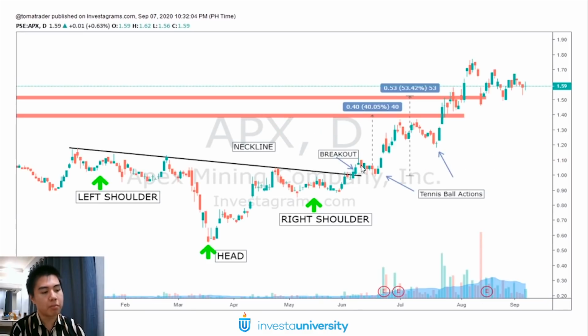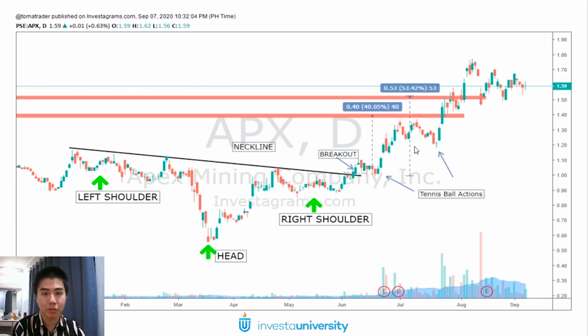And if we fast forward, we see here after the breakout, we have a retest. Like I said in class 1, we have a retest. Diba? Another buying opportunity, or now we can call it tennis ball action kasi nag-rebound siya kaagad. And then nauntog sa initial resistance natin. Diba? So pwede tayo magbenta dyan. That's a 40% gain.